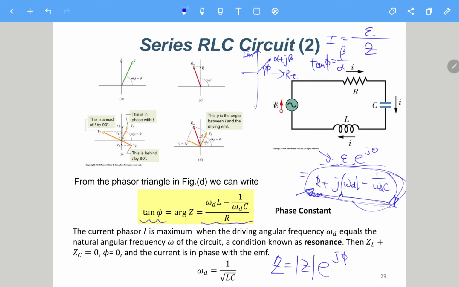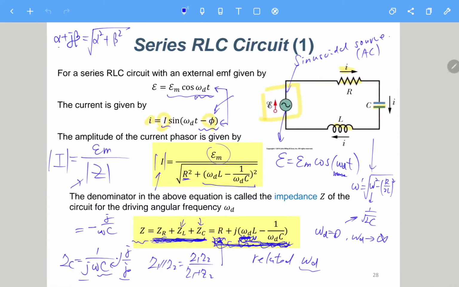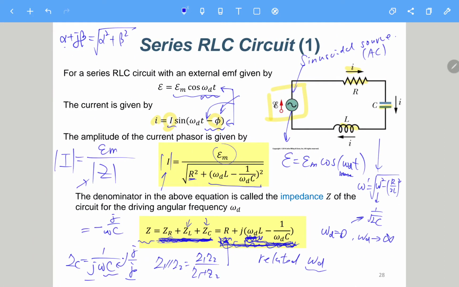And of course it is in the denominator, which means that altogether we have I equals E exponential to j 0 over the absolute value of Z and then exponential to j phi. So it turns out to be E over the absolute value of Z exponential to negative j phi. That's why we have a negative sign here rather than a positive sign.